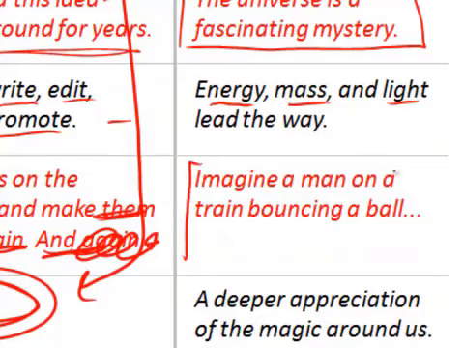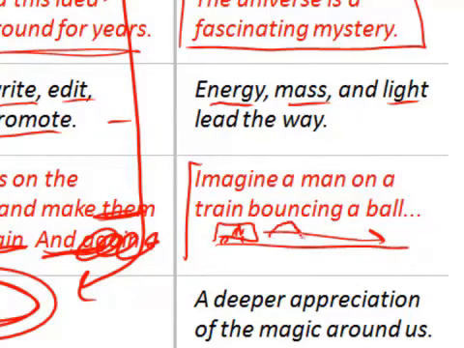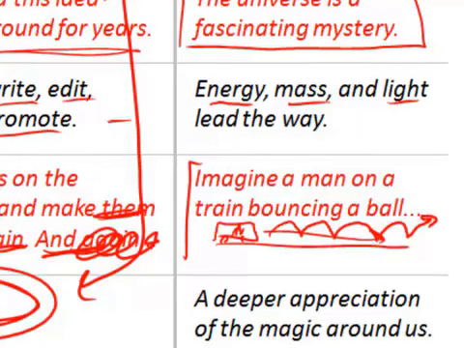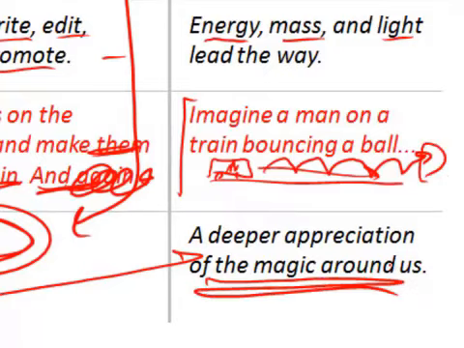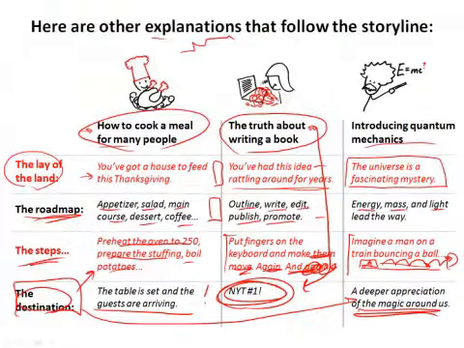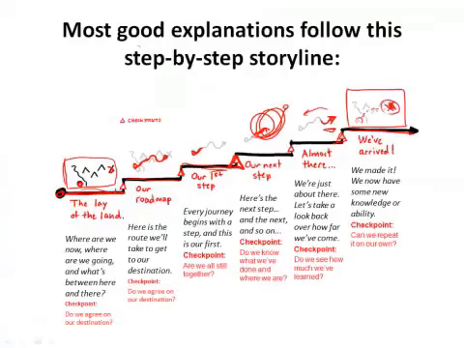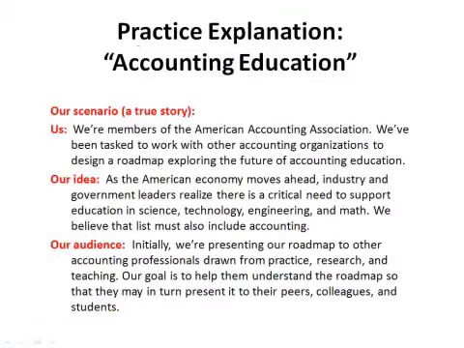Well, the steps will be, imagine a man on a train who's bouncing a ball, and the train starts to move, and the ball looks like it's moving. Ah, interesting. We add on the steps, and what will happen, our destination will be a much deeper appreciation of the near magic of the world around us. So there we have 3 very quick examples of explanations, each one of which follows the same step-by-step model to be explained. So let's take a few minutes and do a serious one now.